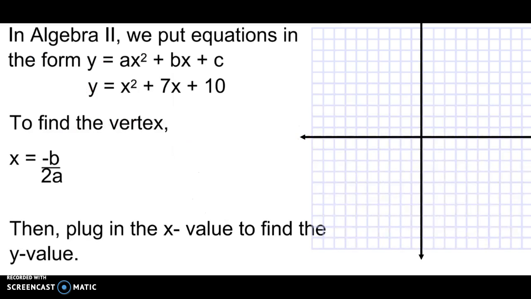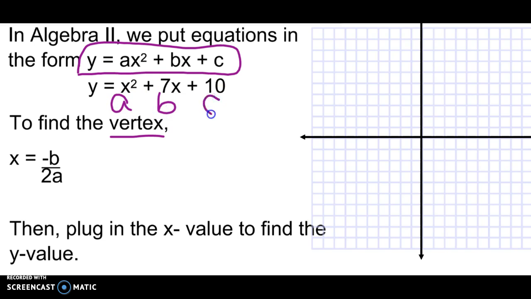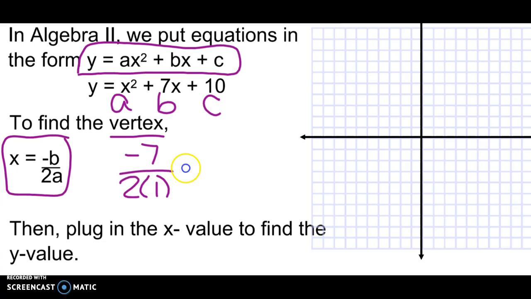When you were in Algebra 2, you had parabolas in this form, and you graphed them, and then you looked for where they turned or where their vertex was. If you labeled the coefficients in front of the variables a, b, and c, you could easily find the vertex by using this formula. The x value of the vertex for this one would be -7 over 2 times 1. So -7 over 2.